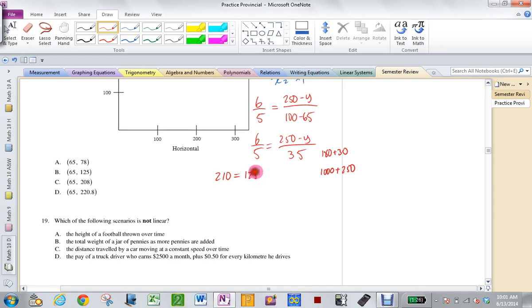So that's 1250 minus 5y. Bring that over. That's going to be 1040 equals negative 5y. Negative 1040. So y equals 208. Now I look over here and I try to find the x and y that works for me, and there they are. I knew x was 65 and my y was 208.